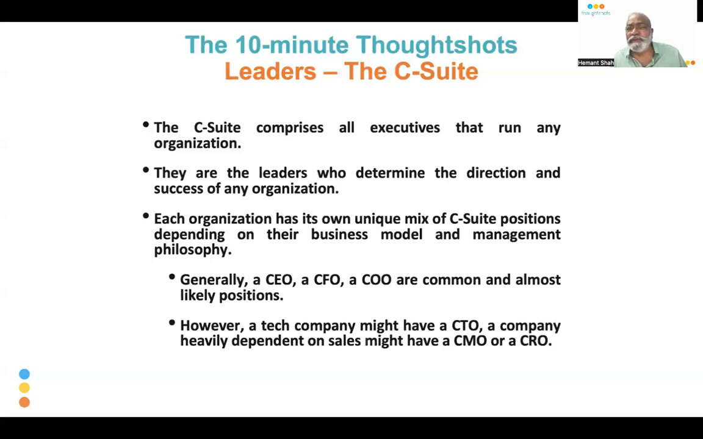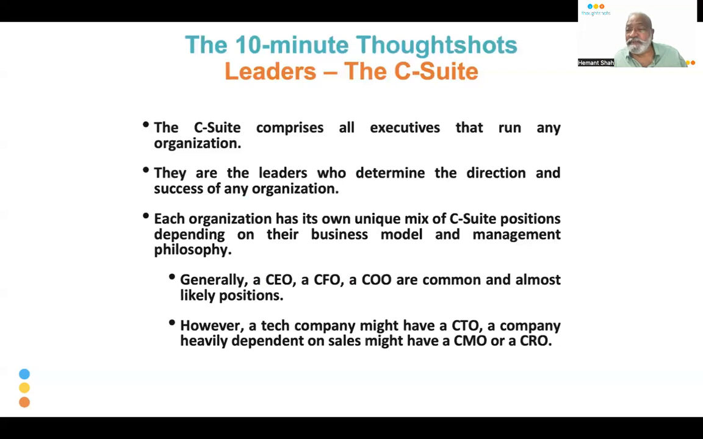Generally, by and large, the common C-suite members are the CEO. I think it's common across probably all 500 of the Fortune 500 companies to have a CEO, a CFO, again, I would guess that is more or less true, and a COO. These are the three most common and most important positions in one organization.